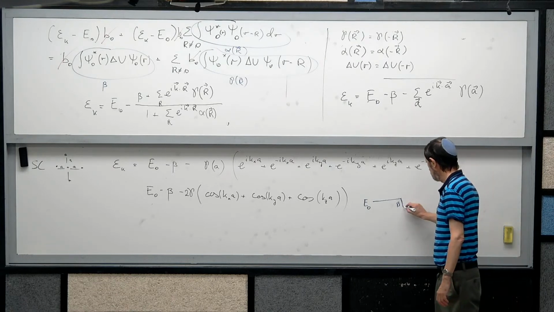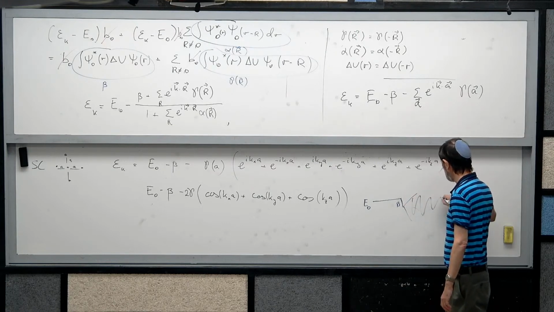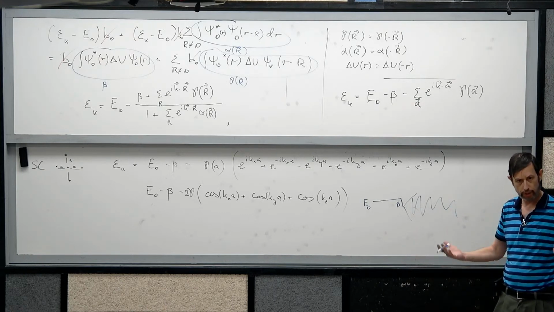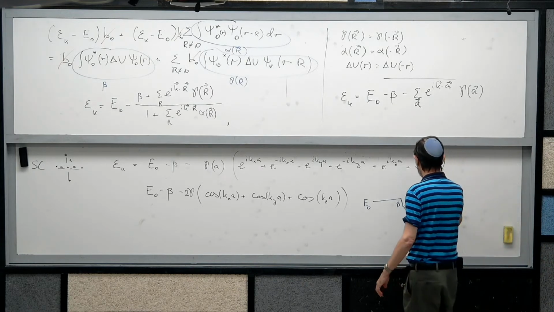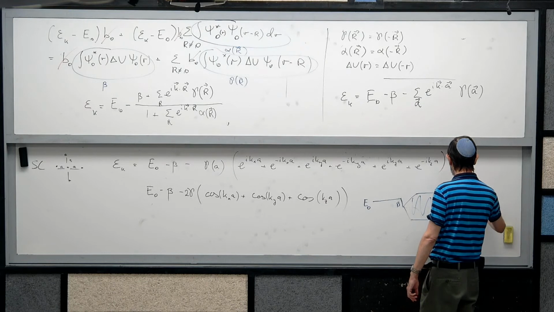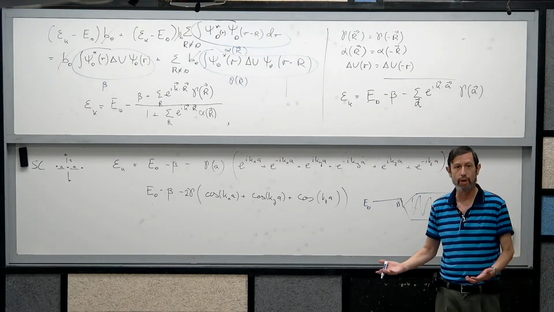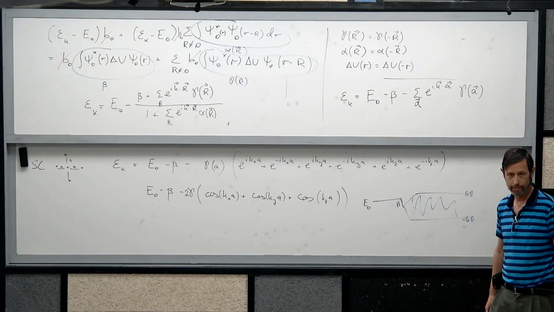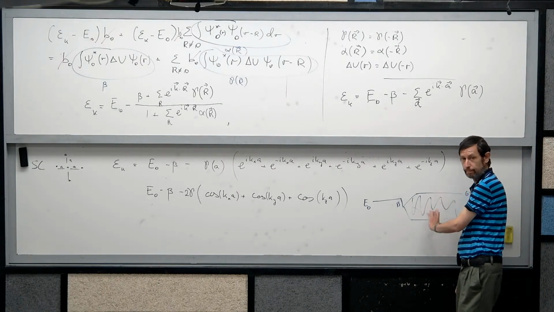And we got here many levels depending on Kx, Ky, Kz, of which the largest is 6 gamma and the smallest is minus 6 gamma, because cosine goes between 1 and minus 1. That's our band.